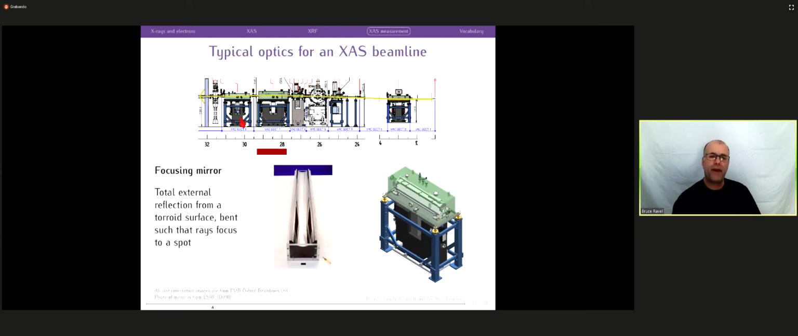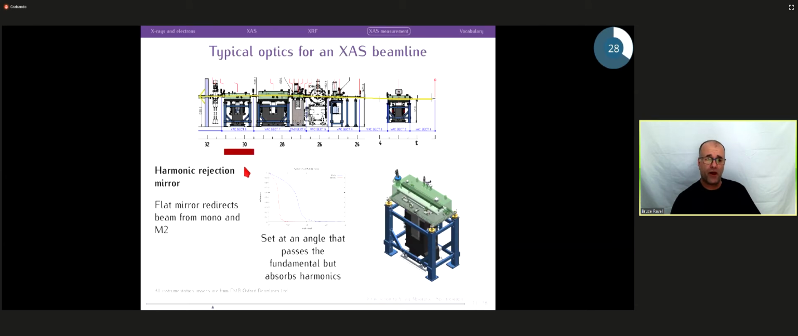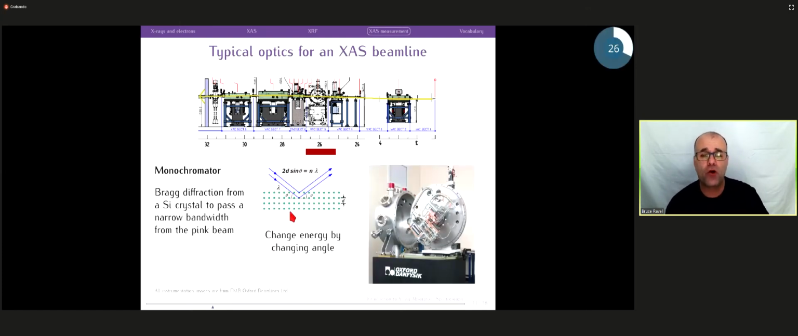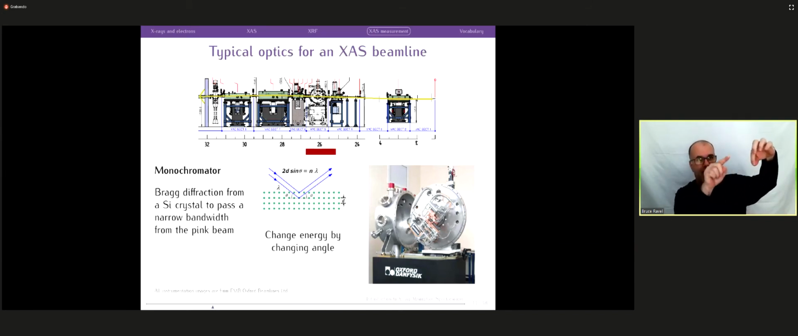I'm going to step ahead to the third mirror at the beamline, which is the harmonic rejection mirror. If we go back and look at the Bragg equation, we see that you choose an angle, and depending upon the lattice spacing of the silicon crystal, the angle you choose determines the wavelength of the X-rays that are going off. Basically, you choose an angle, and that wavelength fits just perfectly between the planes of the silicon crystal at that angle.